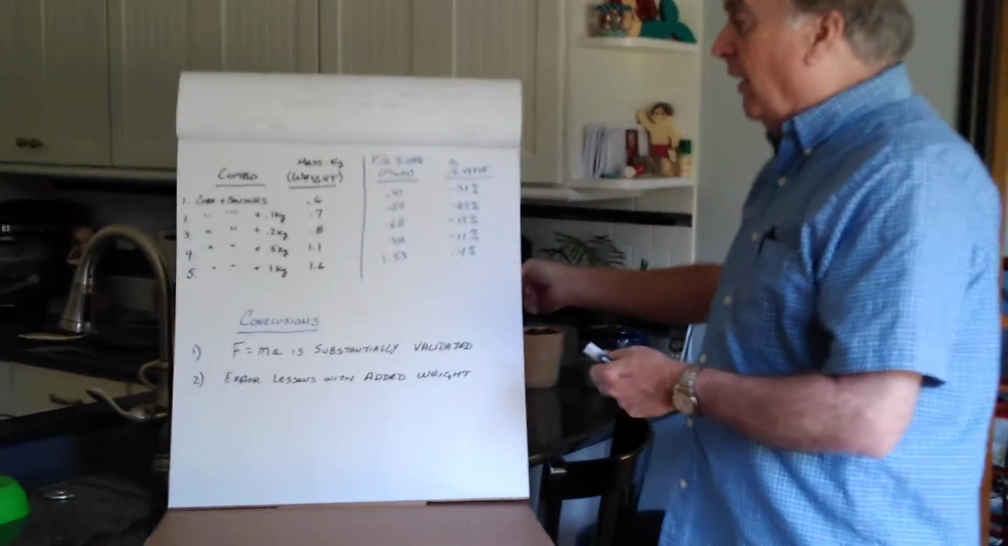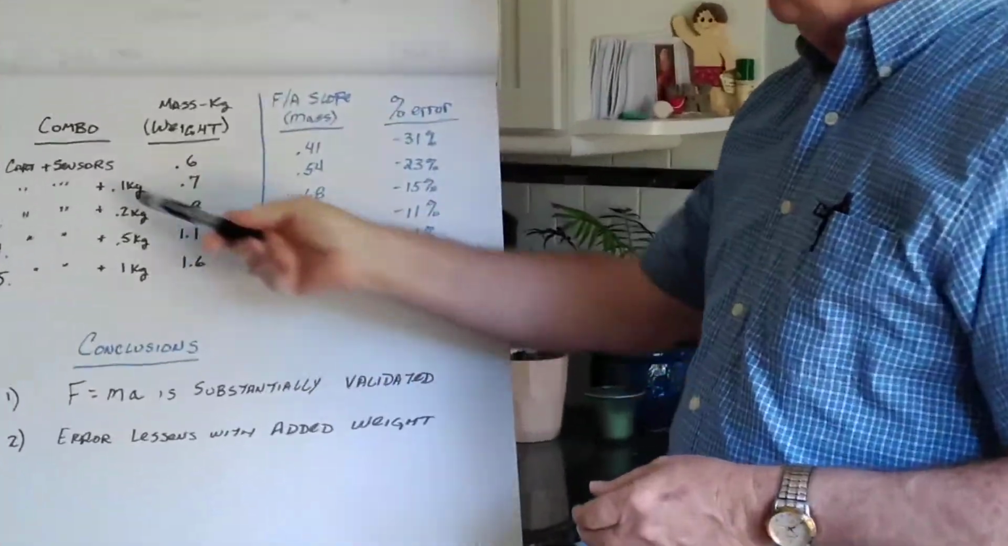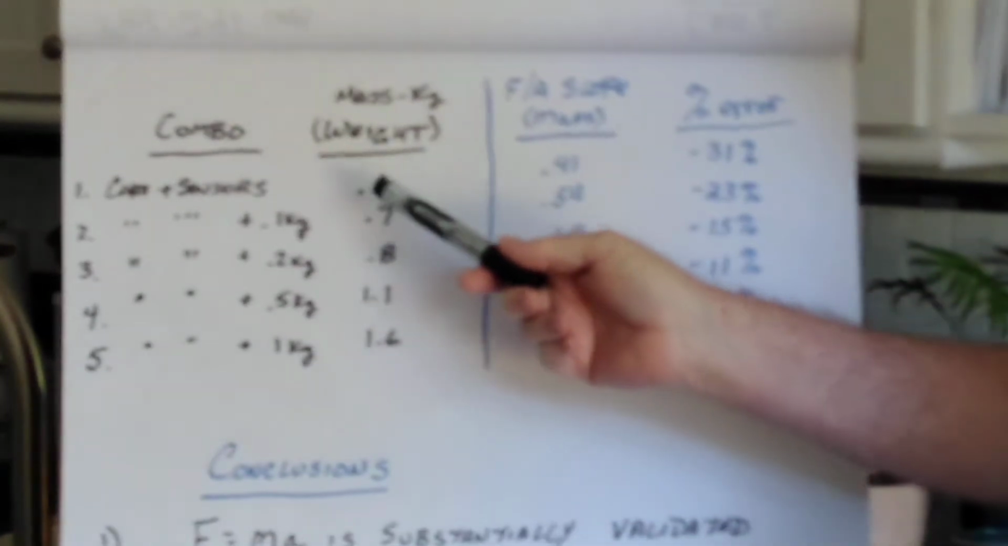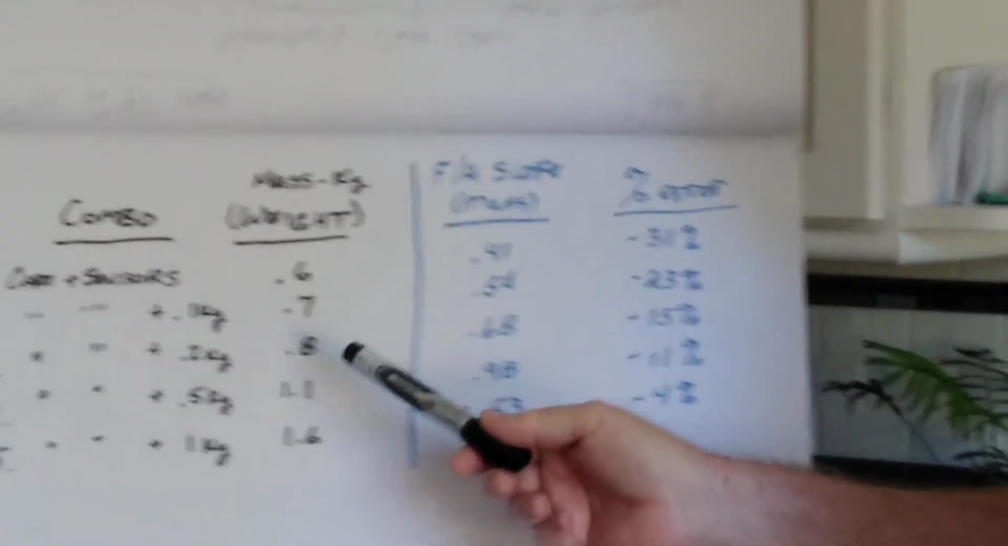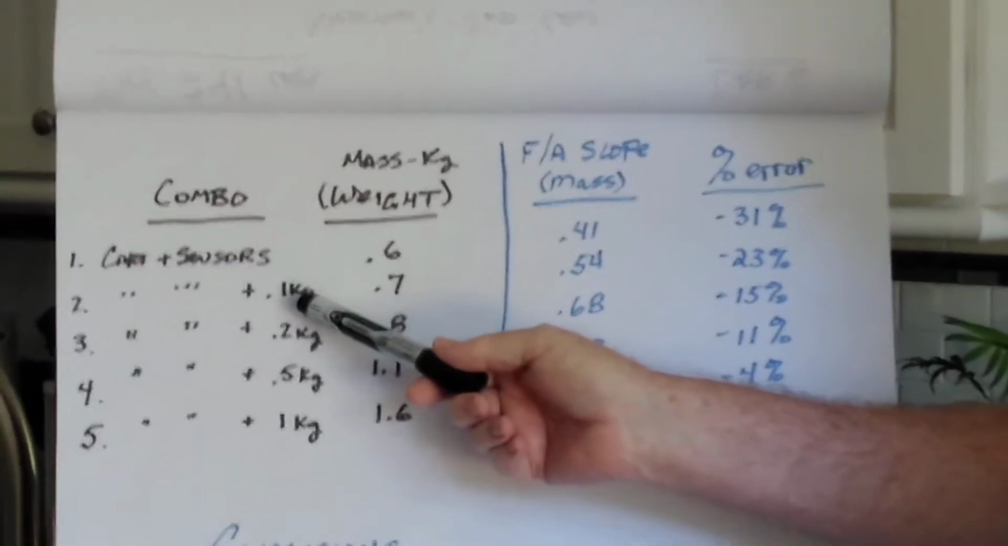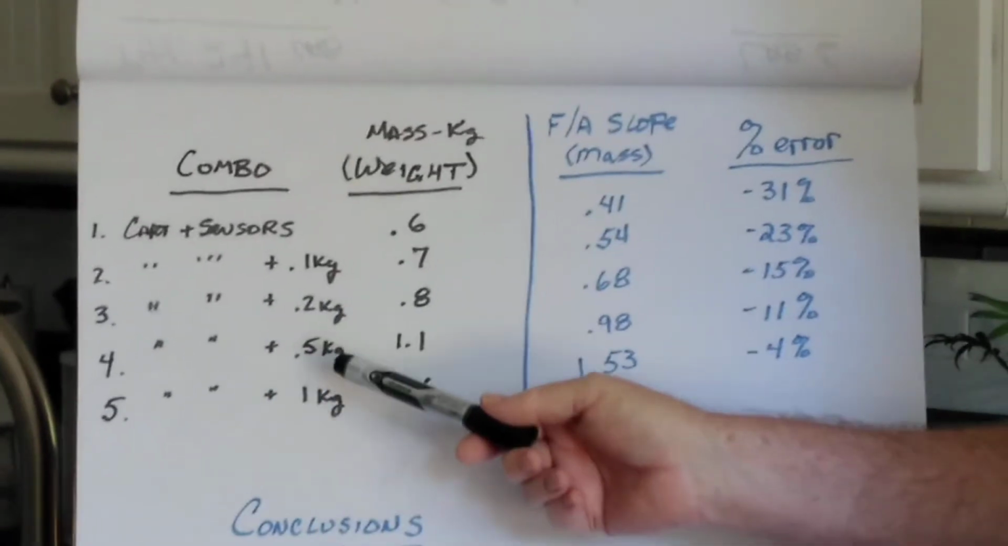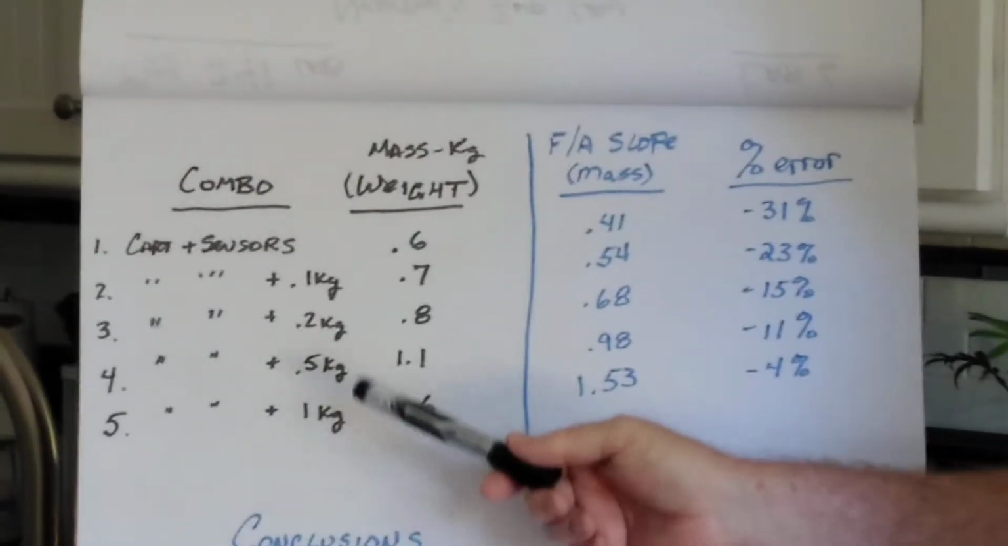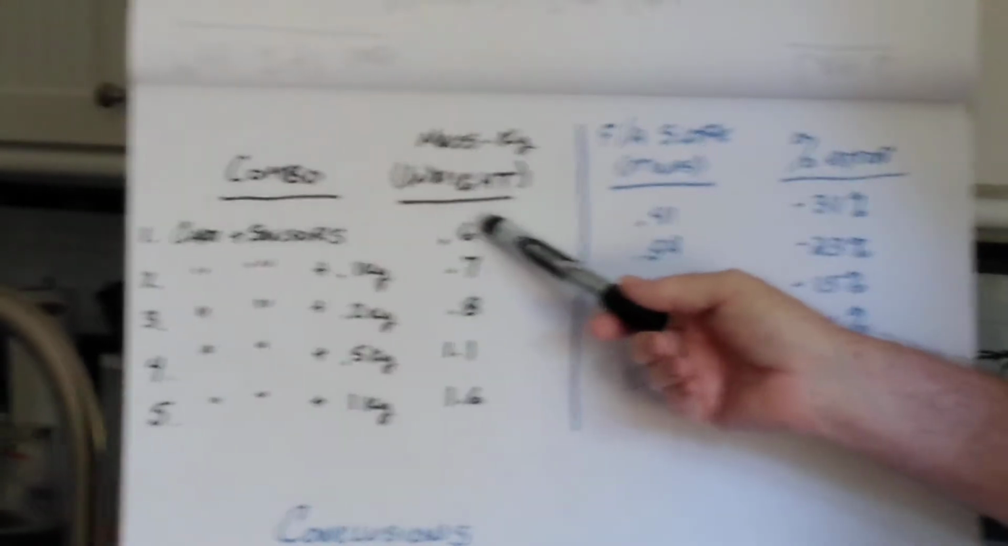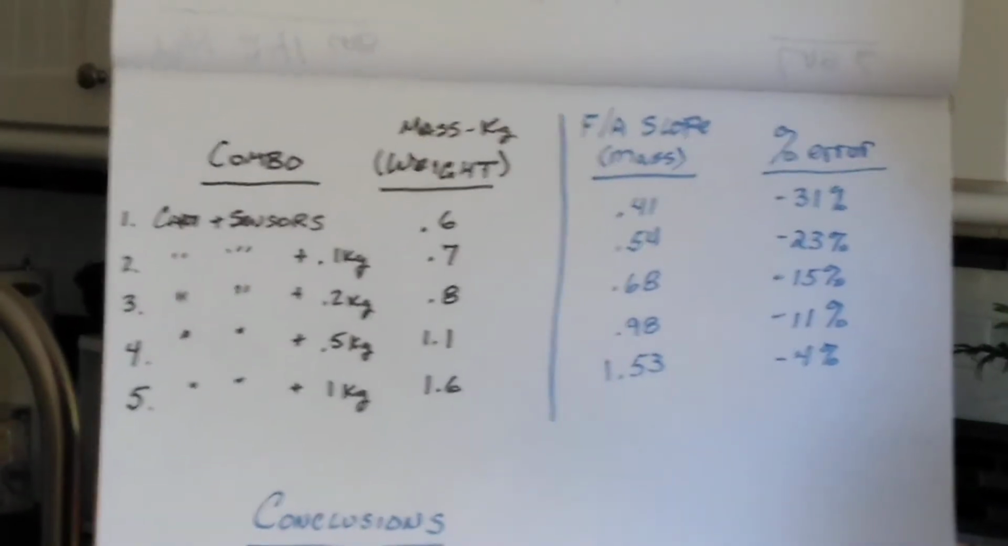And these are our 5 scenarios. The cart and all the sensors weighs about 0.6 kilograms. And then we're going to add 1/10 of a kilogram, or 2/10, or half a kilogram, or a kilogram. And these will be the associated weights.